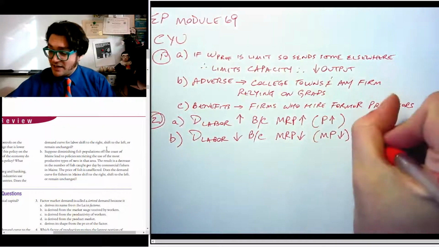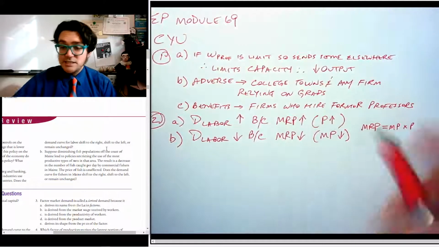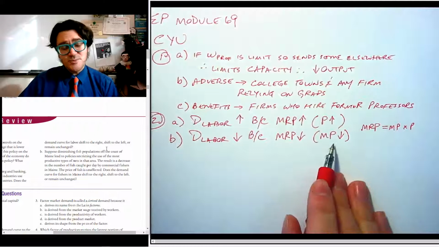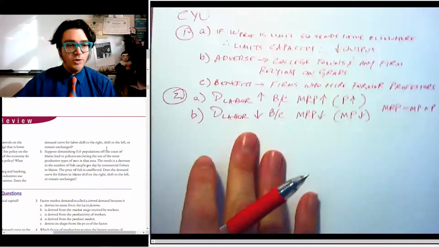So we've already defined MRP in one of the lectures as the marginal product times the price. And in this case, it's saying, hey, they're not as productive anymore, so it's going to drive down the MRP, which is the demand for labor.